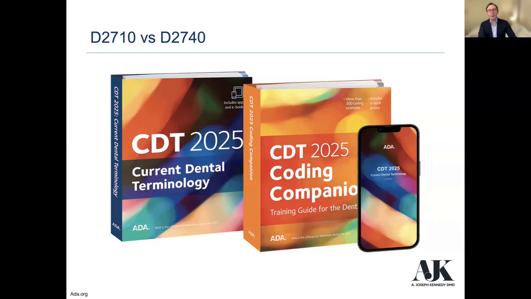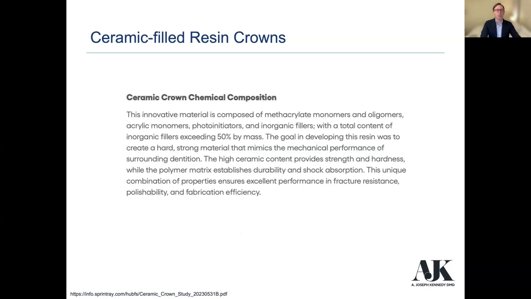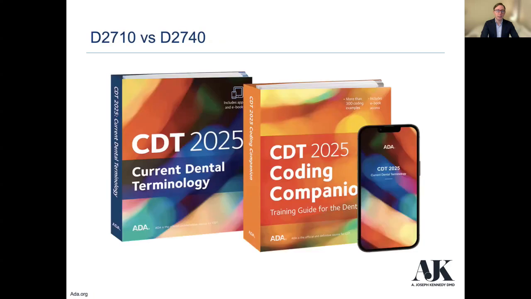So a 2710 is a resin crown, right? So indirect resin crown. 2740, you may know, is a porcelain ceramic crown. These two codes have very different price tags associated with them. Now, I can't sit here and talk about pricing too much or they're going to come after me, but generally you would imagine that the 2740 is a more expensive crown from a patient standpoint. So if the definition is true and the chemical composition of these printed resin crowns, or some of them, exceeds 50% by mass, in theory, you could bill out a 2740 for that.